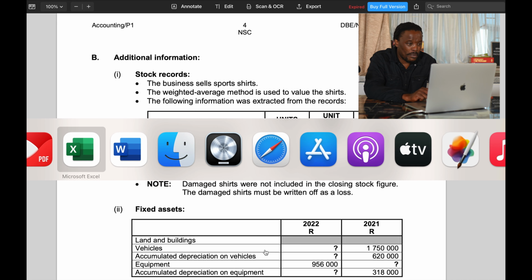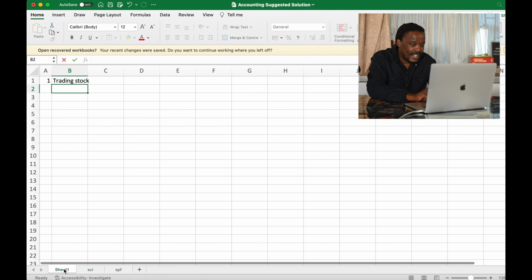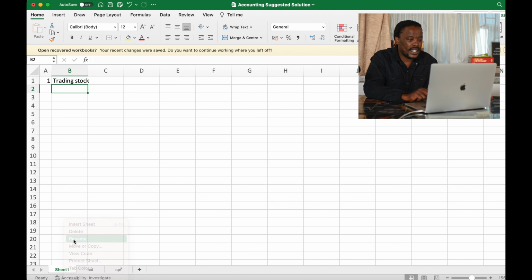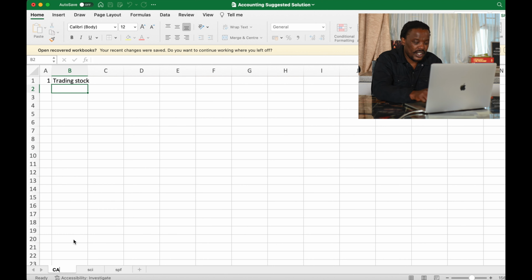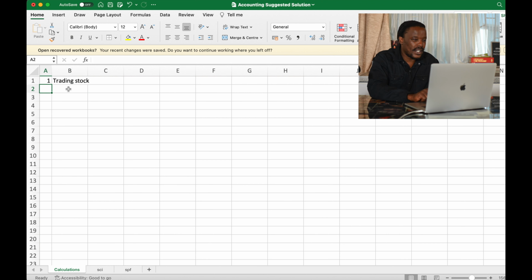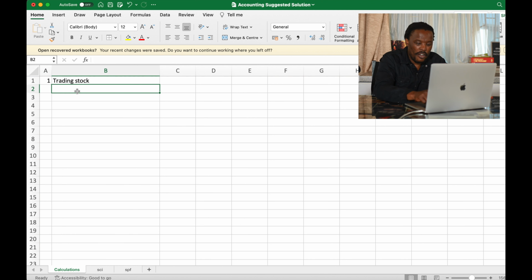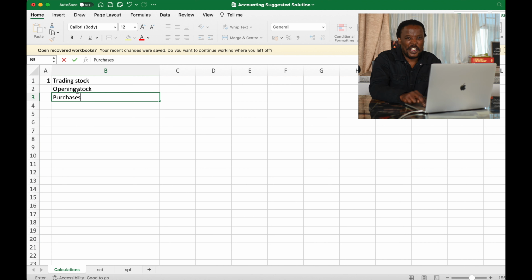Let's look at the format in terms of trying to answer this question, where I said on sheet 1, I will also rename it calculations. Let's say calculations. Okay, and then we have this stock as calculation number 1, where you have opening stock, you have purchases. In this case, they don't speak of carriage on purchases and other stuff, and then you have less closing stock.